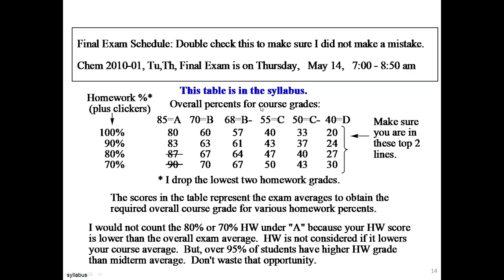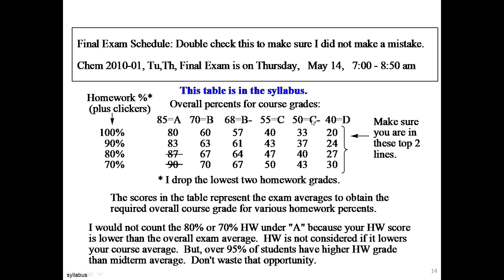I have this in the syllabus, but I'll just mention it here. I just want to show you how the homework helps you. So remember, the homework clickers is 25% of your grade. If you get 100 on that, then that means to get the A, which is 85%, you only need an 80 average on your exams because you got 100 average over here on 25% of the grade.